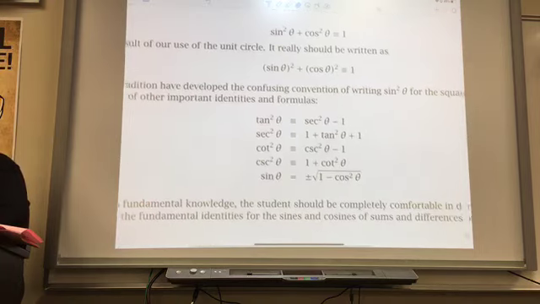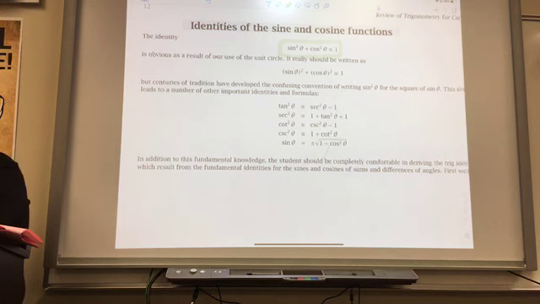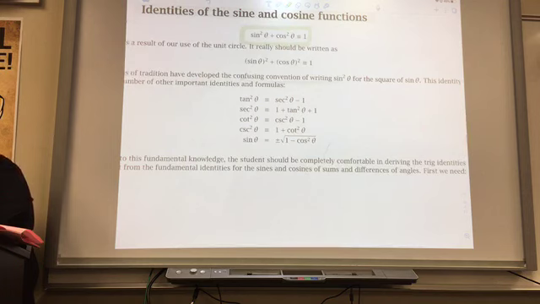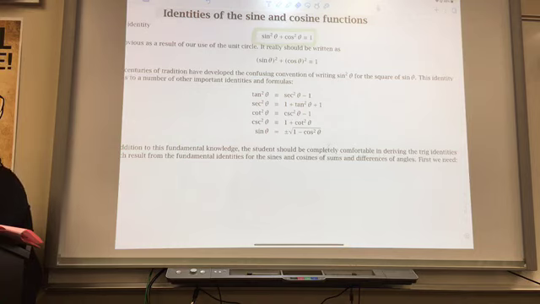Okay, so guys, we're going to talk about identities real quick. There are a ton of identities that come from sine squared plus cosine squared equals 1. Some are worried about us putting the square there instead of there. It kind of is a confusing convention of writing that.